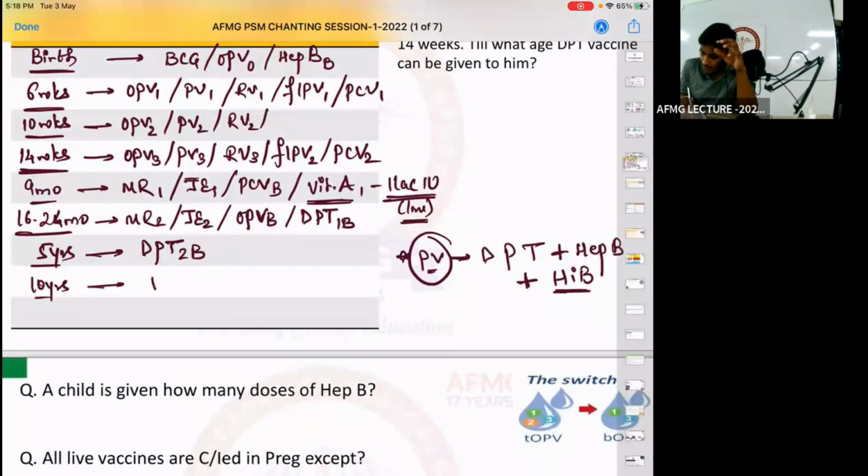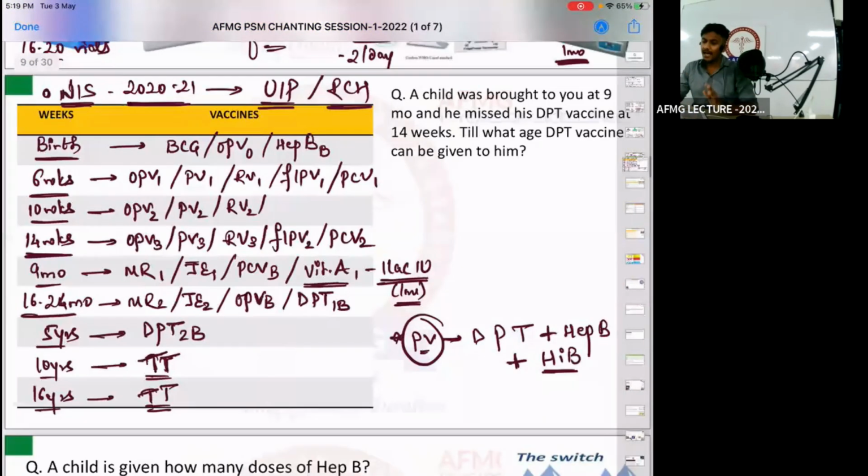Then at 10 years of age we will give TT vaccine, tetanus toxoid. And lastly at 16 years of age we will give again tetanus toxoid. So the vaccination schedule in India starts at birth and completes by 16 for boys, whereas in females it continues till pregnancy, because tetanus toxoid के 2 doses are given in pregnancy. No issues with this.